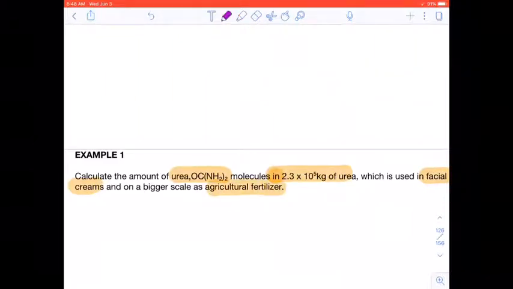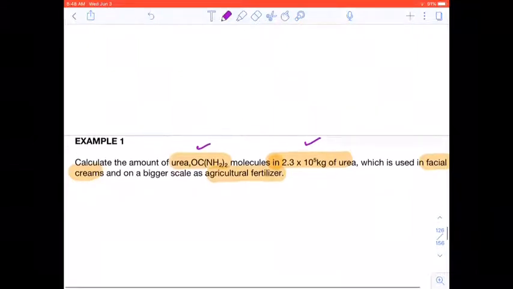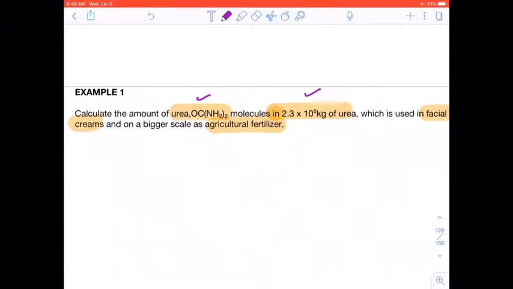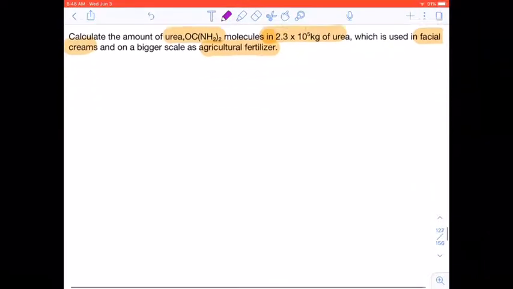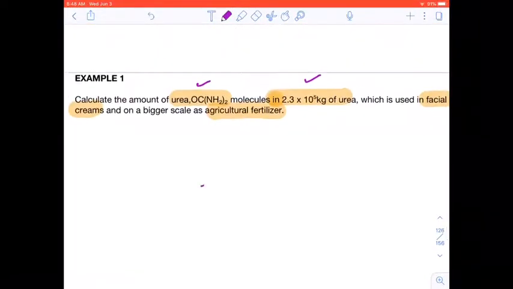So what have you been given here? Here you've been given mass, and you need to know the amount of urea. So we say, okay, M of OC(NH2)2, we're getting its molar mass.